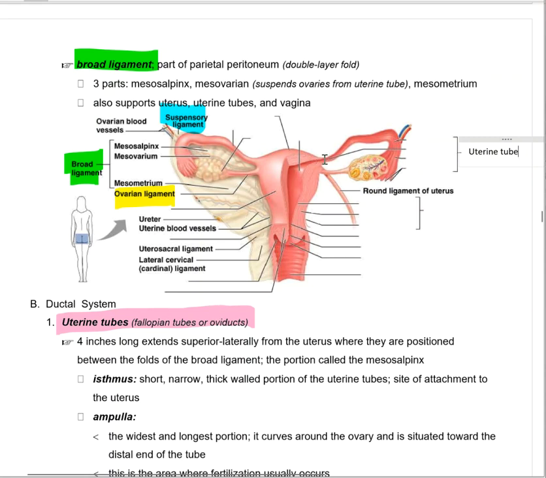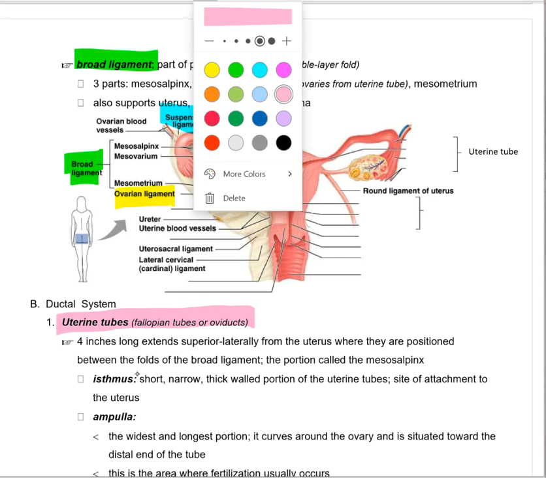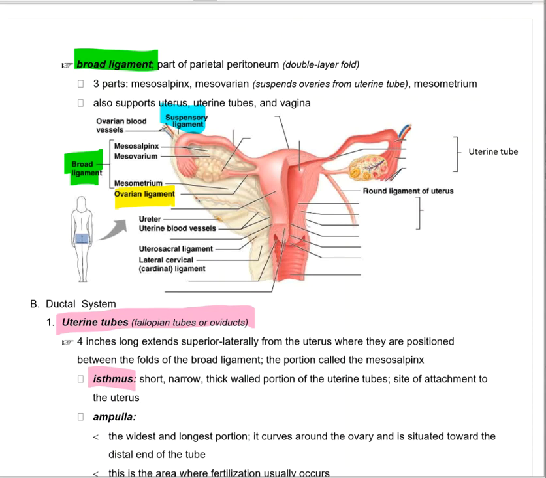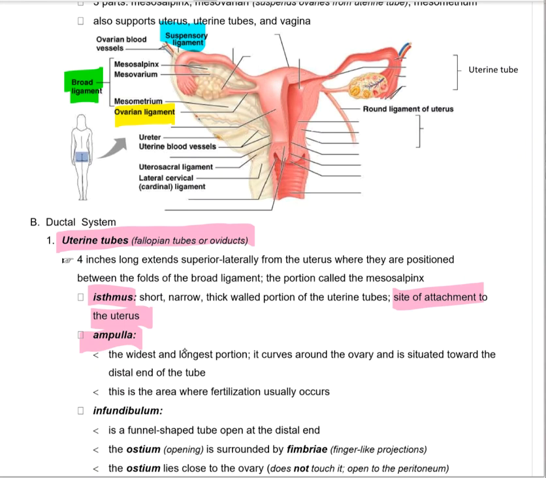So the first is the isthmus, which is this very short, narrow part of the uterine tube that's right next to the uterus, right? And so we have that one. Actually, we can keep all these in the same color here because we'll just put them all in. So this is the site of attachment to the uterus. I'll write that in just a minute. And then you can see up here, we get to the widest portion, which is called the ampulla. And this kind of curves around the ovary. And this is where fertilization usually occurs, somewhere up in this upper part of the uterine tube. We'll talk more about that when we get to physiology.